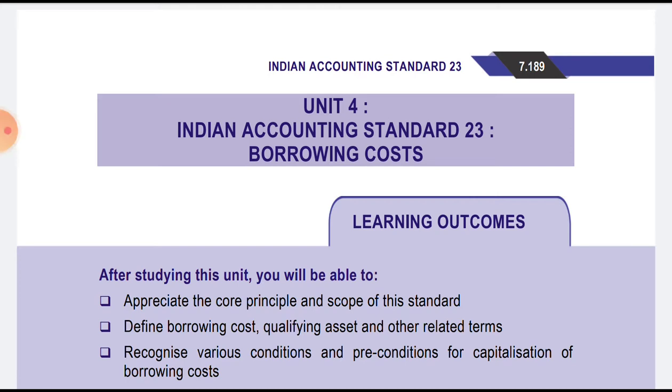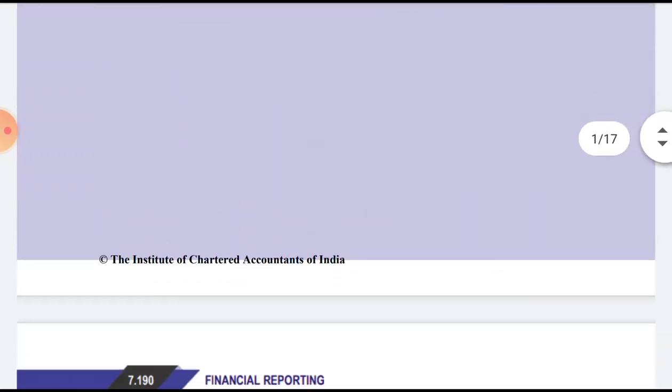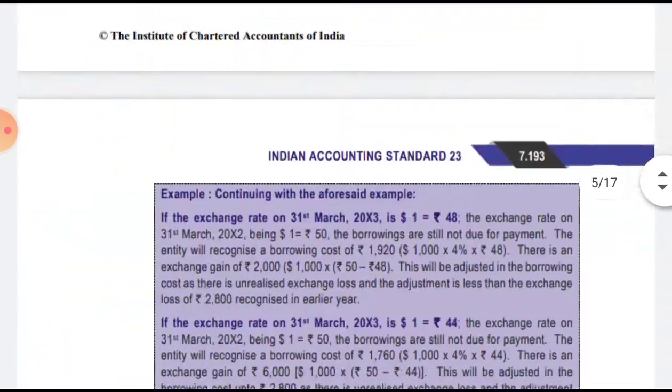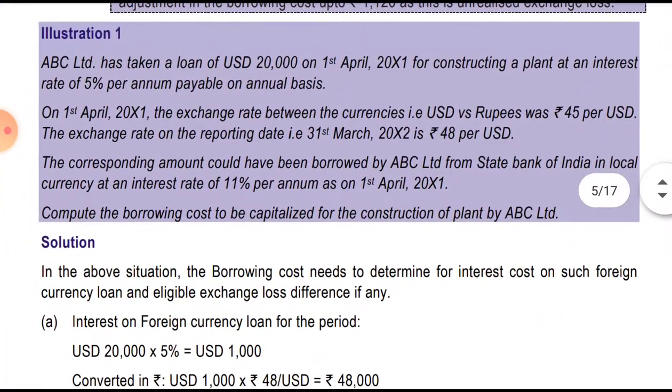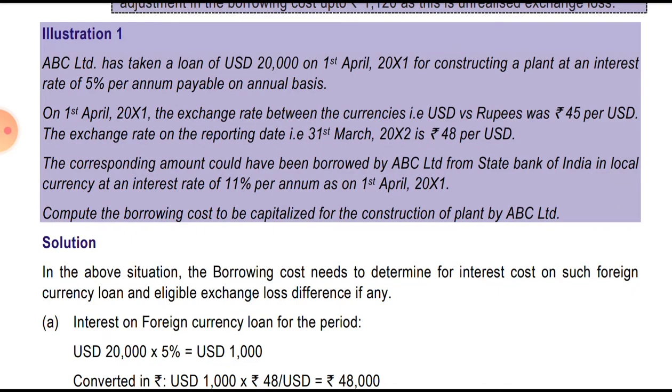Revising Ind AS 23's illustrations as well as test knowledge. Some of the questions we will go through quickly, that is, I will quickly explain the question and answer, not read the entire thing. And some of the questions we will read. So basically, we'll cover all the illustrations and all test knowledge. Let's see. Okay, so illustration 1.